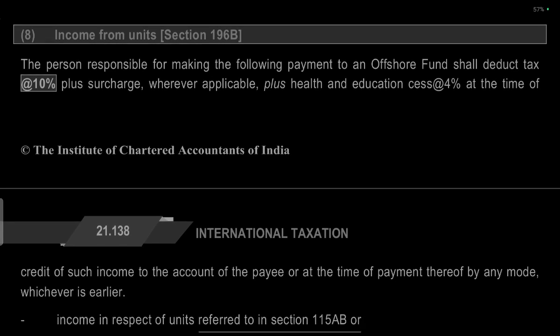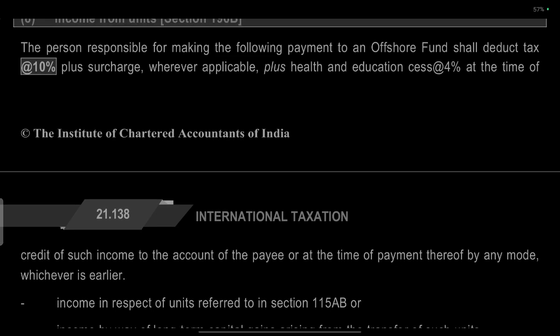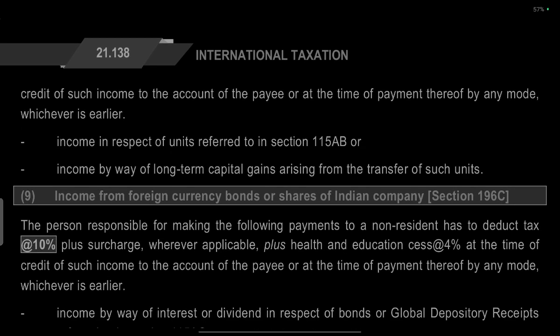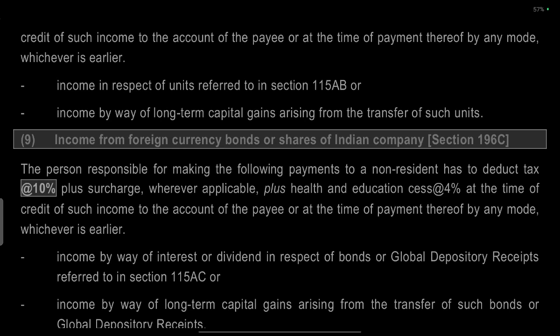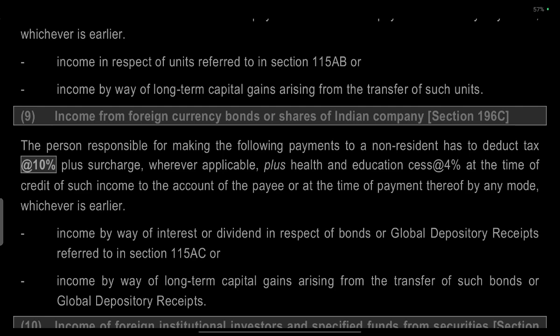Income from units, section 196B. A person responsible for making the following payments in respect of an offshore fund shall deduct tax at 10% plus surcharge wherever applicable, plus health and education cess of 4%, at the time of credit of such income to the account of the payee or at the time of payment, whichever is earlier. This covers income in respect of units under section 115AB and income by way of long-term capital gain arising from the transfer of such units.